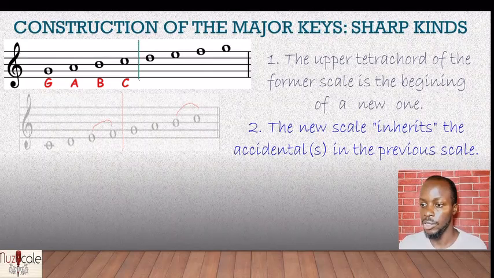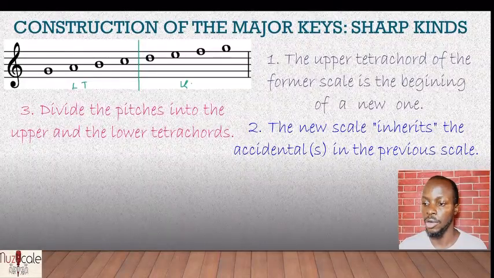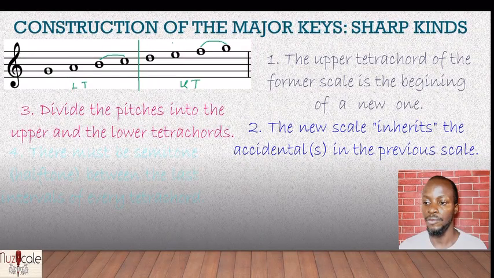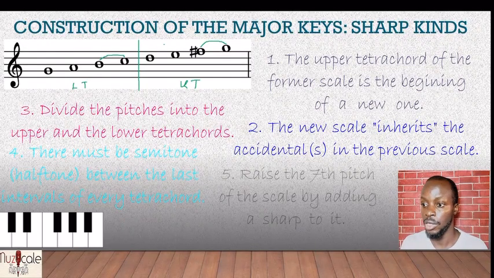But the next step says we're going to divide the music into two equal parts so that we have the lower tetrachord and the upper tetrachord. Again, we want to ensure that there is a semitone between the last interval of each tetrachord. Now, what you need to add to this scale is a raised 7th degree. The fastest way is to add a raised 7th to this scale.